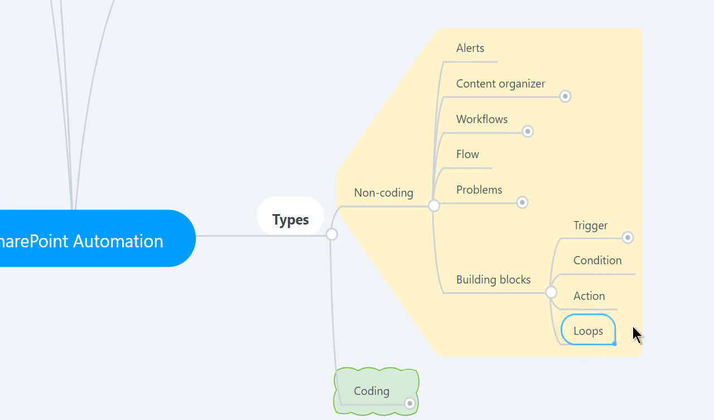And then you have loops. That is when you want to loop through different items and check them or do something with them. And loops are generally difficult to do in non-coding solutions, but they are possible. All right, so that's an overview of those different types of SharePoint automation non-coding solutions.